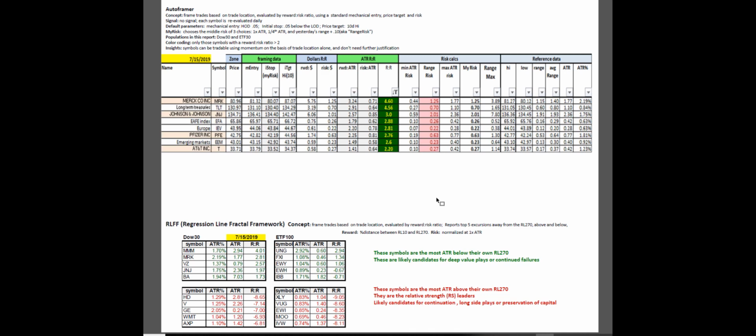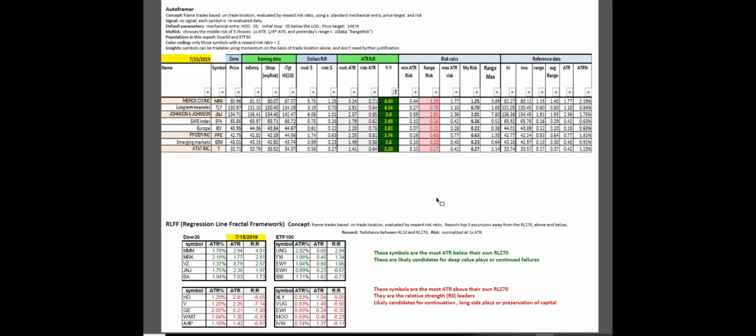So on the stock side, it's Home Depot, Visa, GE, Walmart, American Express. 3 out of those 5 are financial symbols. So let's add XLF to that stack and consider it.